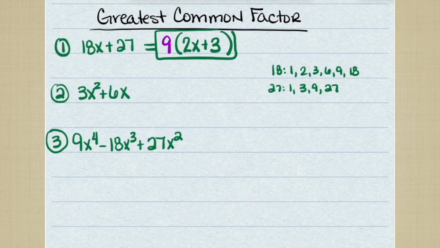Okay, so now let's look at this second one. Now we have 3 and we have 6. The greatest common factor between 3 and 6 is obviously 3. But what's the greatest common factor between x squared and x? And you're like, well, that looks weird. Well, if you think about it, for x, it's just 1 and x. And then for x squared, it's 1 times x times x. Well, what's the greatest number of x's they have in common? It's a single x.